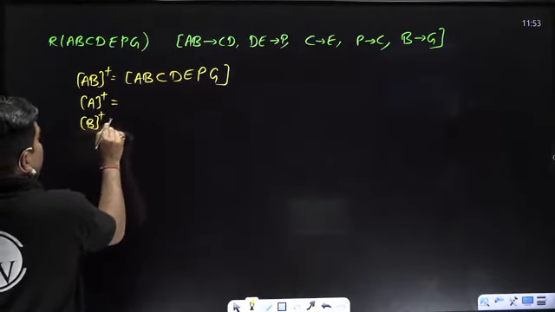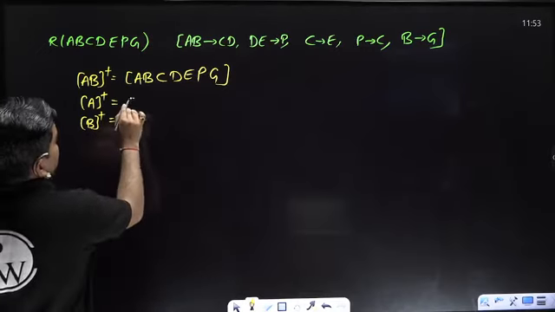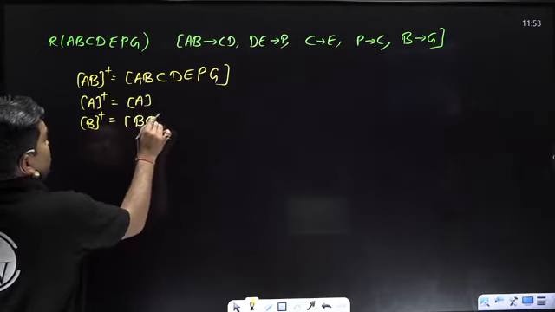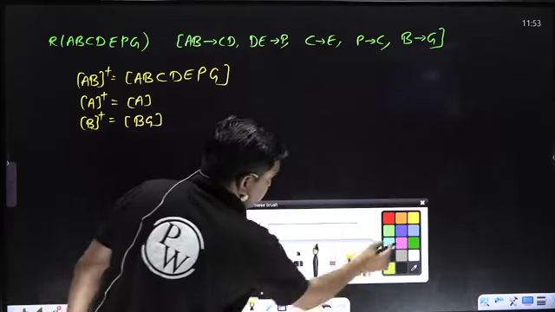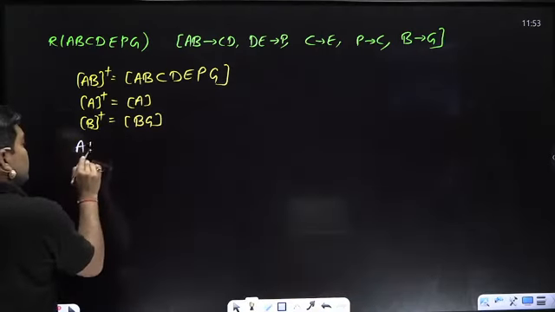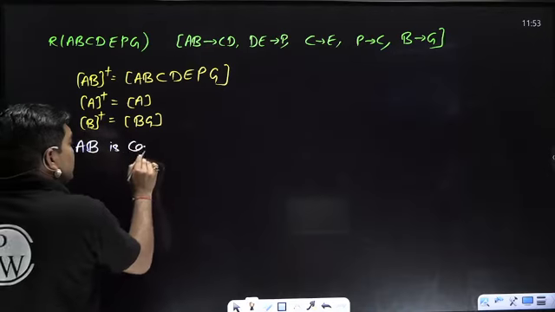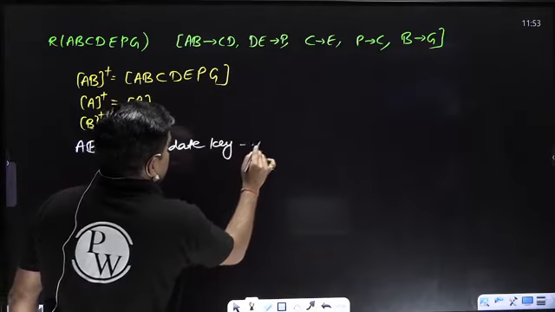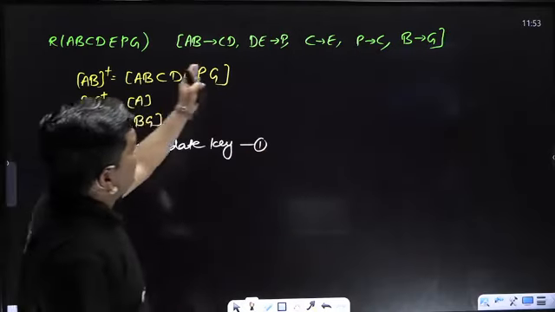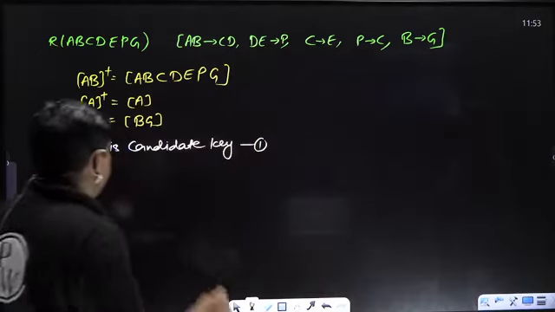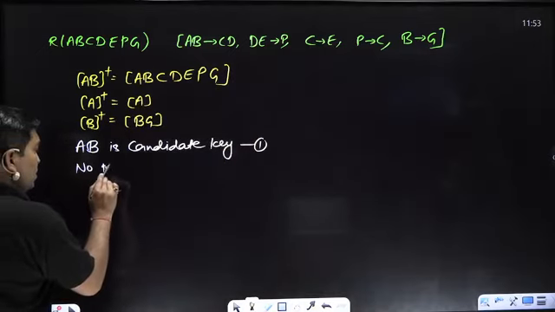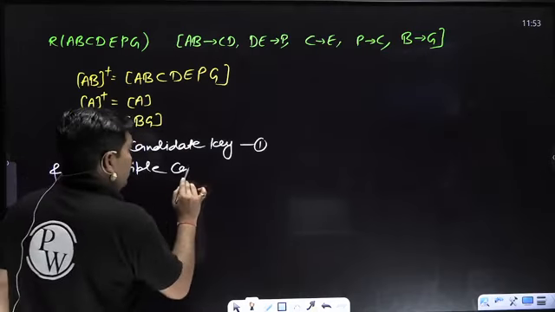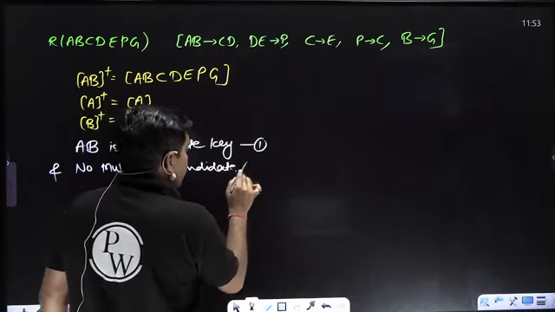When we take the closure of A, we are getting only A. And when we took the closure of B, we are getting B and G. What can we say first? AB is the candidate key. Now check, is there a multiple candidate key? No sir, no multiple candidate key. Clear?